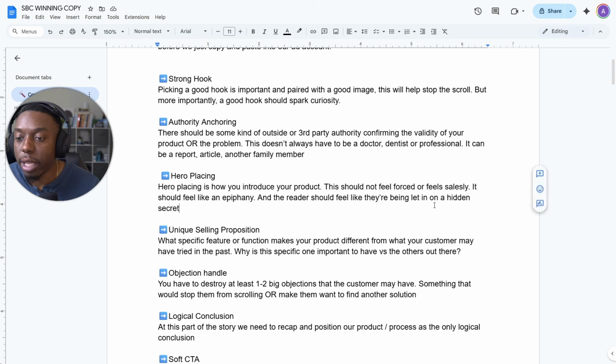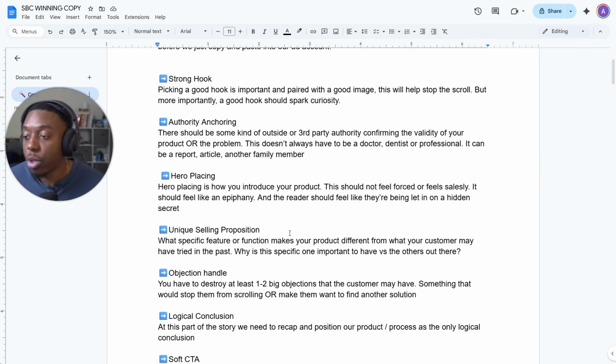And the reader should feel like they're being let in on a hidden secret, right? So that's the cool thing about it. If you think about Facebook, they are pushing advertisers more and more every day to create ads that feel natural to the feed, right? If an ad sticks out and looks like an ad from a mile away, it's probably not going to perform the best. But the way Facebook rewards its advertisers with lower CPMs is by having ads that look and feel native. And one of the great characteristics of a good native ad is the storytelling element paired with a hidden secret. Like, hey, I just came across this and it just completely changed my life. Not a lot of people know about this. People like being let in on a secret. So that's where hero placement can be really, really important for your story.